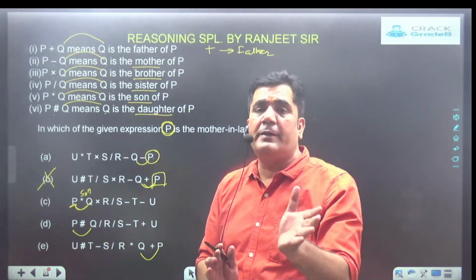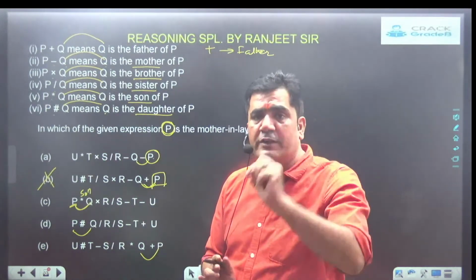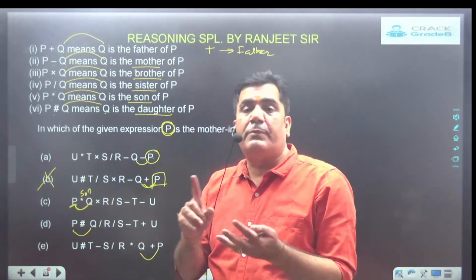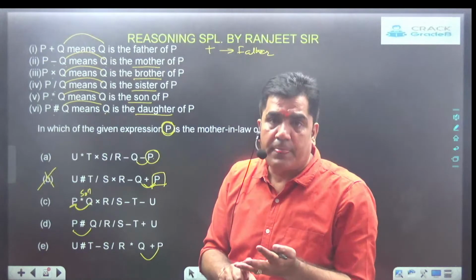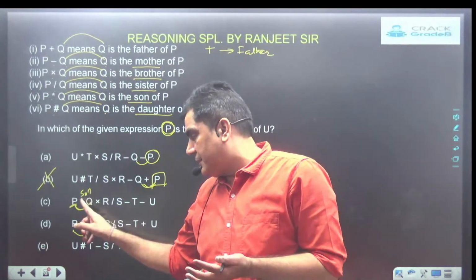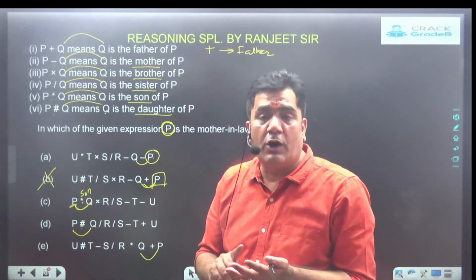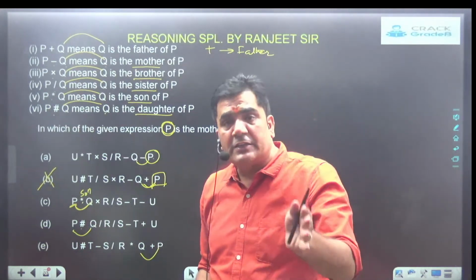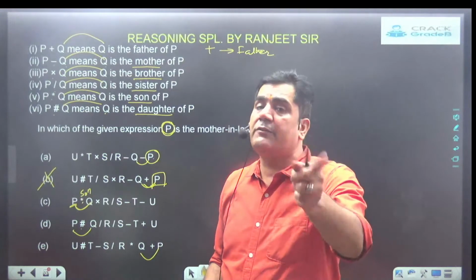So when to eliminate and when not to eliminate? Always remember, if the given symbol between these two comes out to be son or daughter, in that case you should not eliminate. Any relation other than son or daughter is given between these two.